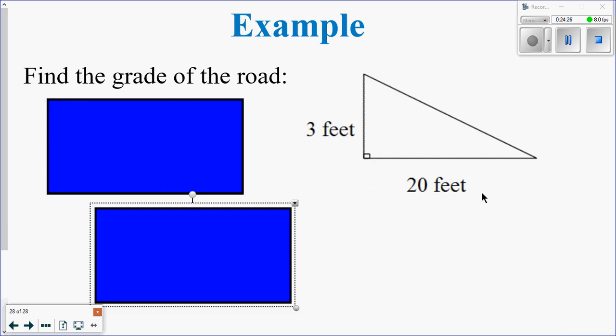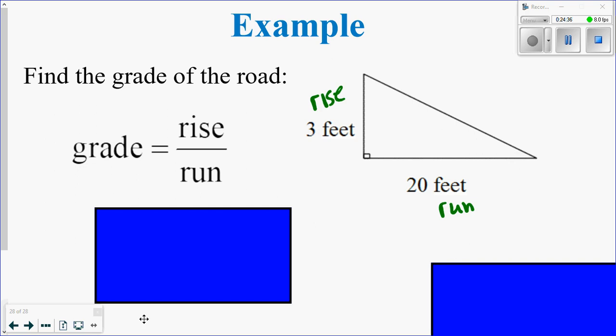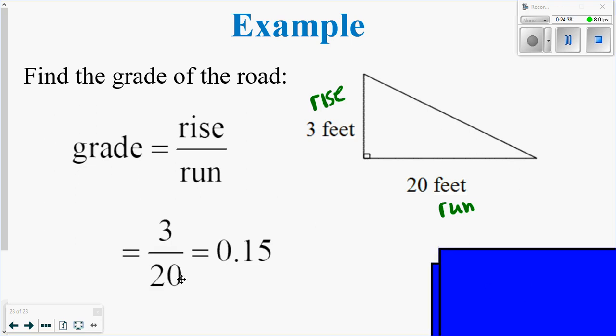Find the grade of this road. So this is your rise. This is your run. So we're looking for the grade. So rise over run would be 3 over 20. 3 over 20 is 0.15. 0.15 as a percent is 15%. So not a very steep grade at all.